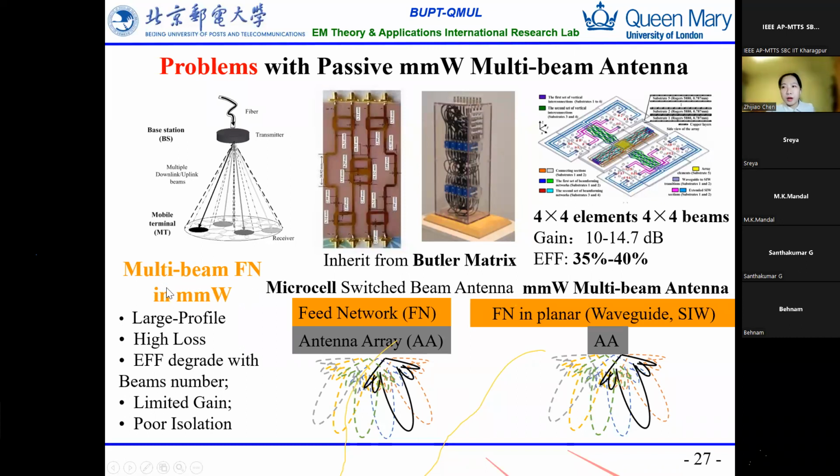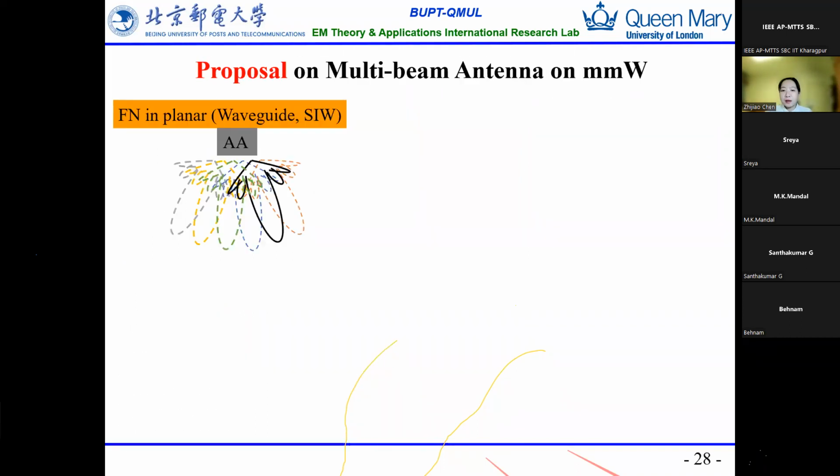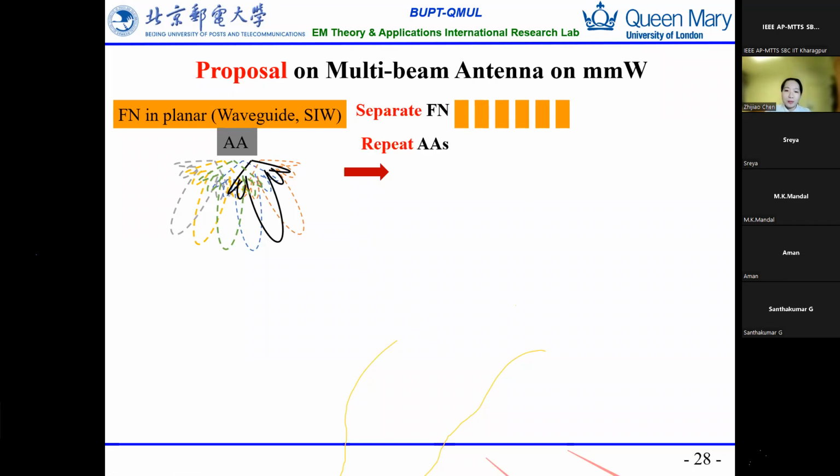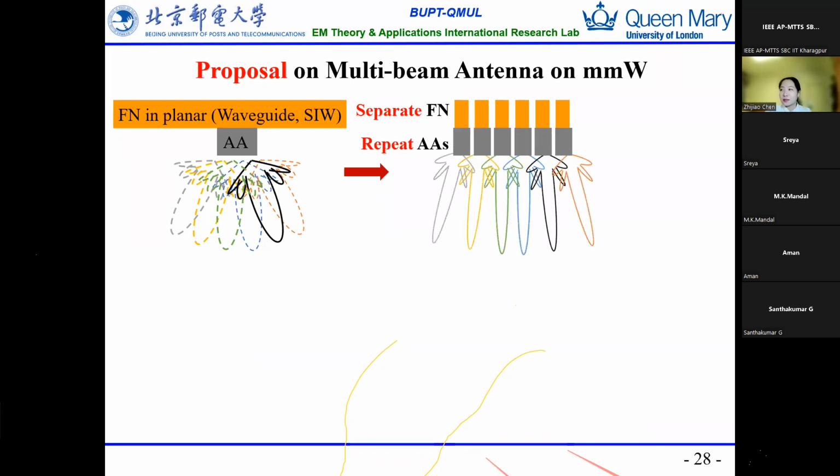For example, large profile, high loss, and low efficiency. And this efficiency degrades with the beam number, and also results in limited gain and poor isolation. So in my proposal, I think we can divide the feed network like this, just separate the feed network, because it is huge, and the antenna array, because they are very compact. They cannot occupy so much space.